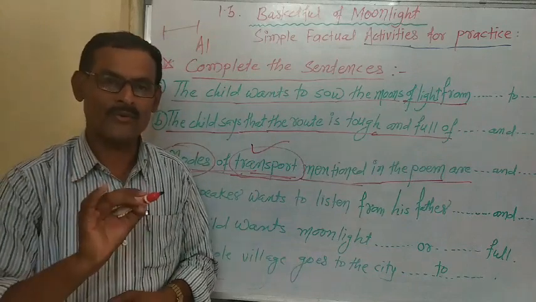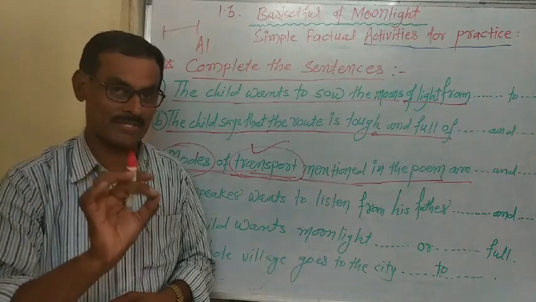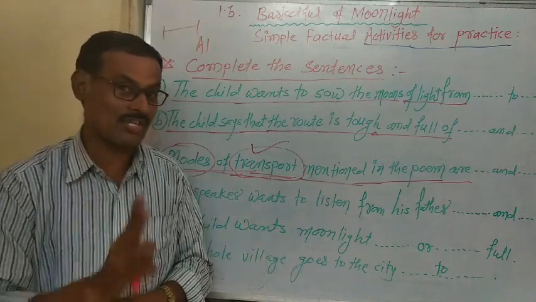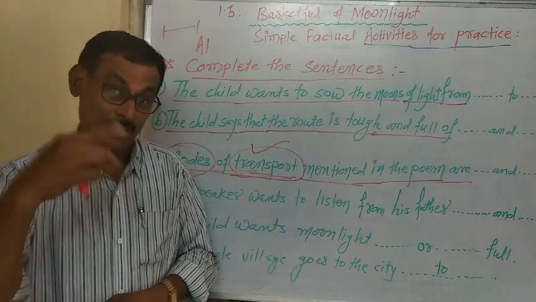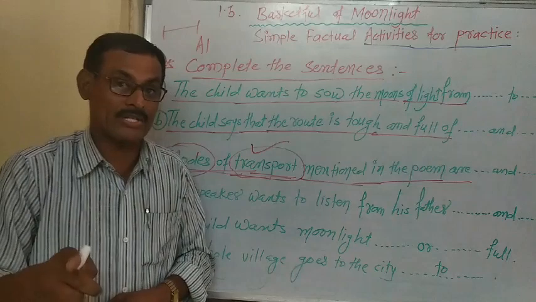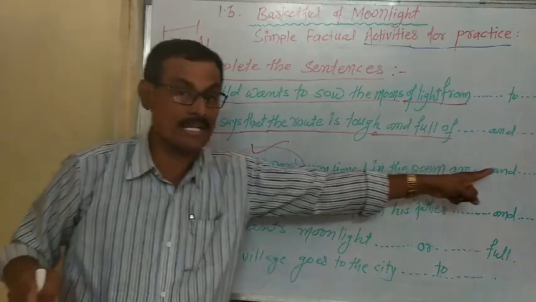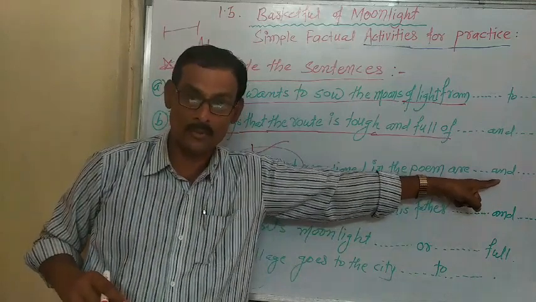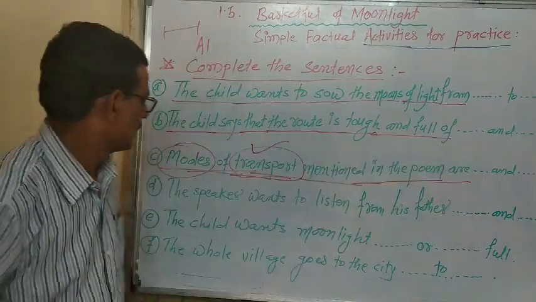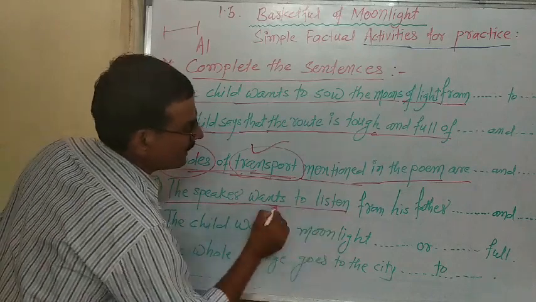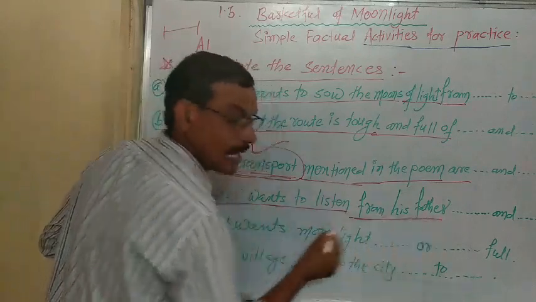You can find the answer from the stanza: two modes are mentioned by the child, telling the moon that there is no facility of transport of dash dash and dash dash. Such types of modes of traveling and transportation are there. Next one: the speaker wants to listen from his father.